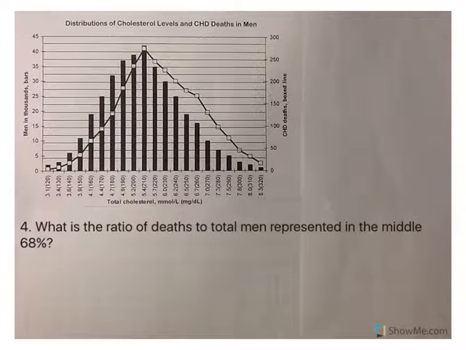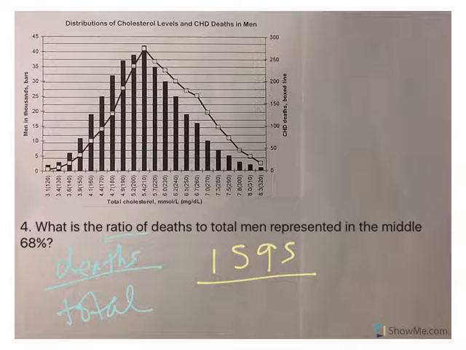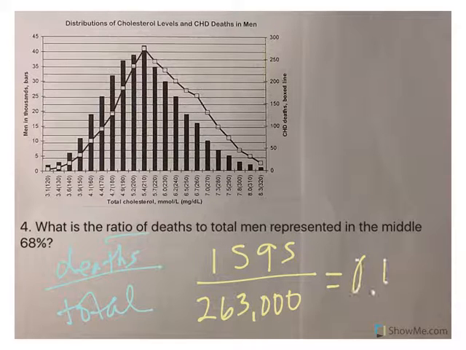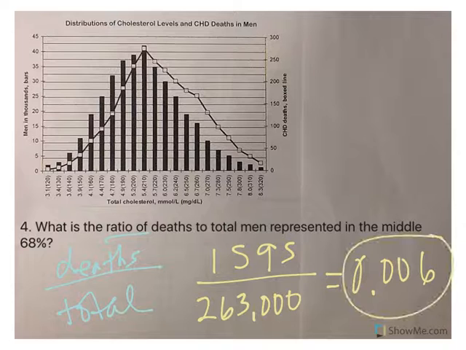Now number 4, it says ratio. We've written ratios of deaths to the total for that middle 68. Well, the number of deaths, if you recall, was number 3, that was 1,595. And the total was number 2, 263,000. I can leave it like that if you'd like, or you can change it to a decimal and get 0.006. And that's the ratio. So basically, this is 6 thousandths. So 6 out of every 1,000 men in the middle 68 will die from high cholesterol. That's basically what that means.